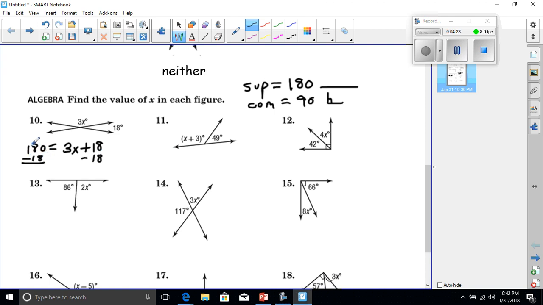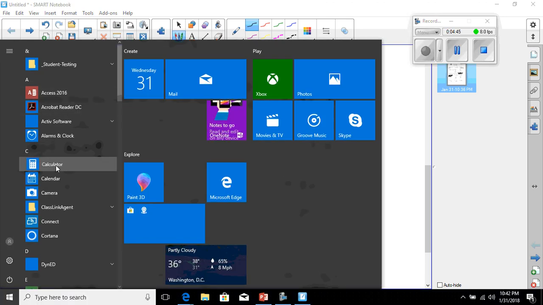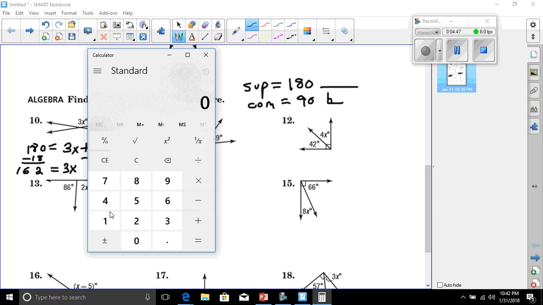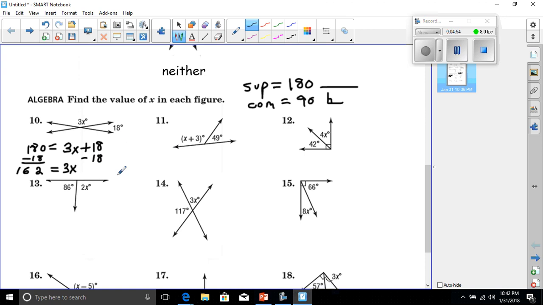which tells me that 3x is going to equal 162. So how many times does 3 go into 162? Let's use our calculator again. Well, 3 goes into 162 54 times. So x equals 54. Does everyone see how I did that?